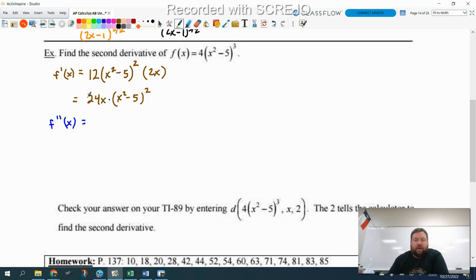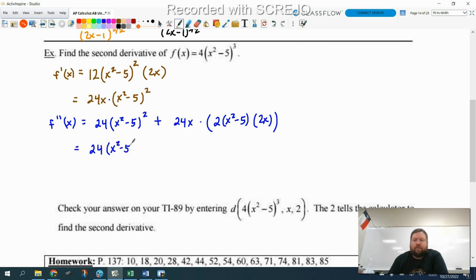Okay, so derivative of 24x is 24 times x squared minus 5 squared. Plus, keep the 24x, multiply by the derivative of x squared minus 5 squared. So that's power rule first, 2 times x squared minus 5 to the first power, multiplied by the derivative of the inside, which is 2x. All right, let's simplify. 24 times x squared minus 5 squared. And then 2x times 2 is 4x times 24x is 96x squared times x squared minus 5.